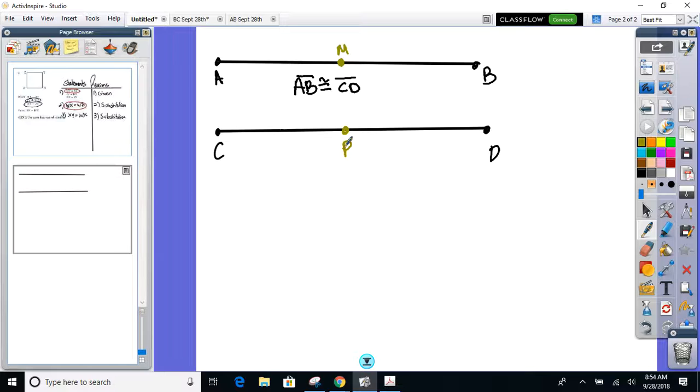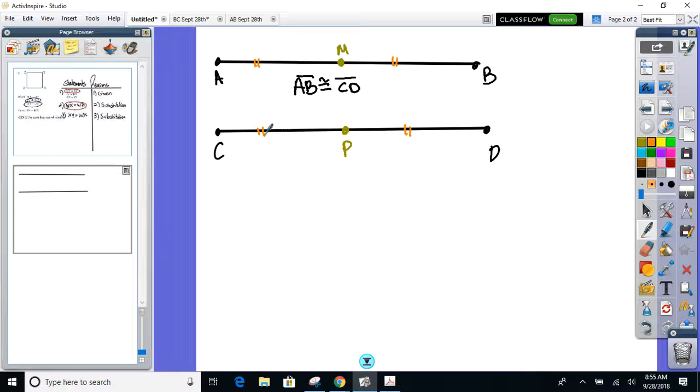Ooh, so he's telling me AM and CP, right? MB and PD are all congruent. Everyone agree? Okay. Are AM and PD congruent? And MB and CP are congruent. So all four are congruent, you're telling me? Oh, wow. Look at that, huh? All four are congruent. Yep.